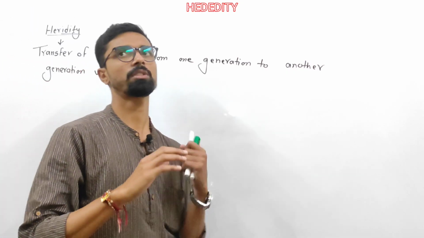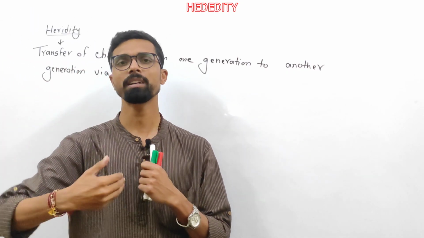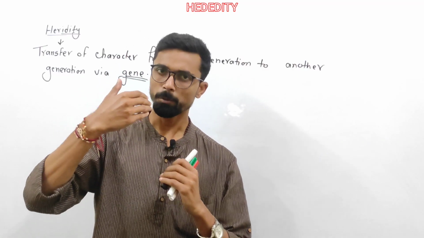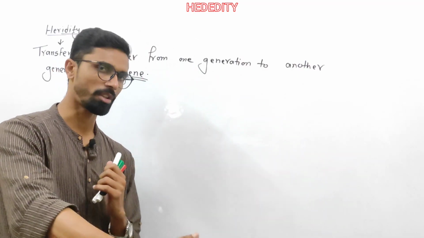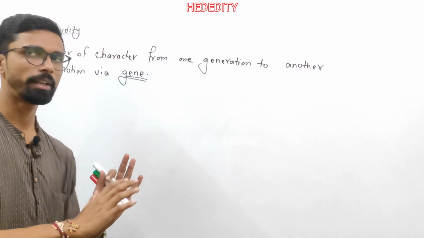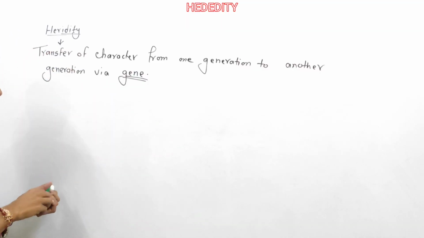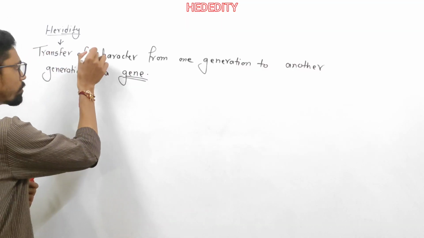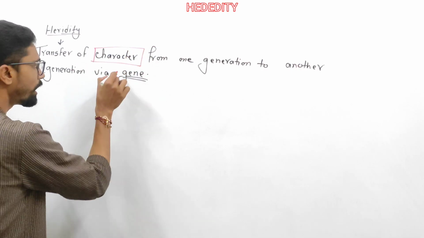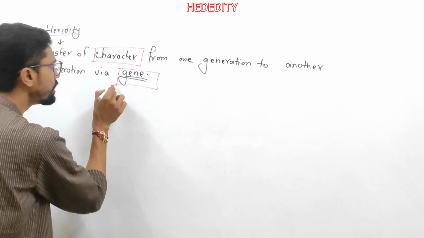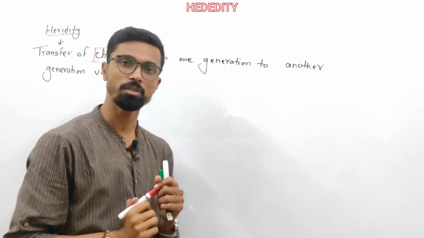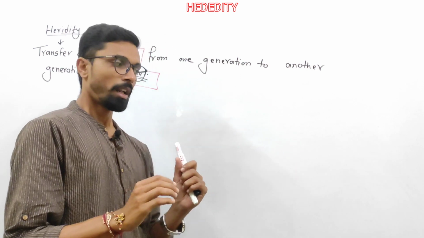So whatever character is transferring from one parent, or one generation, to another generation is called heredity. Now we should understand what type of character. There are two terms: one is character and the other is gene.